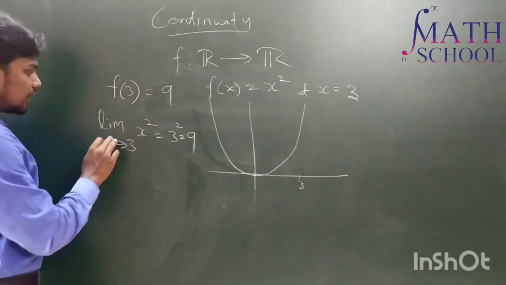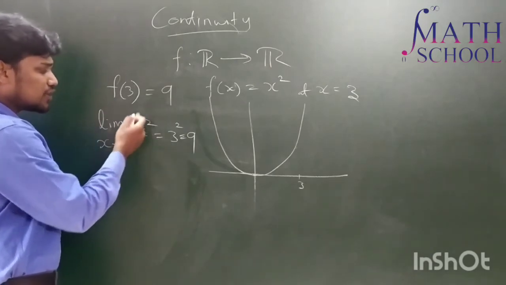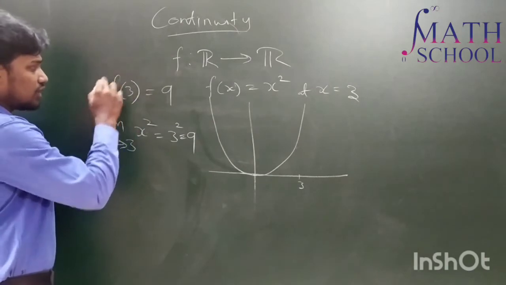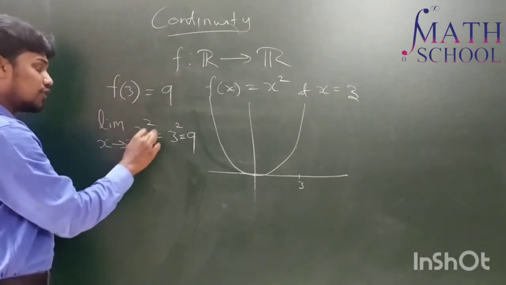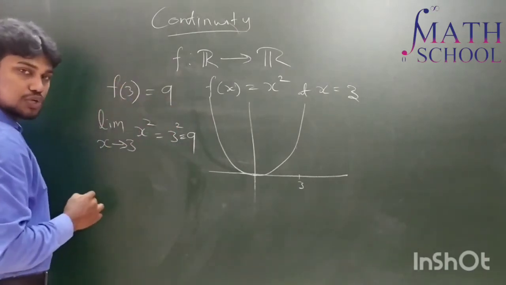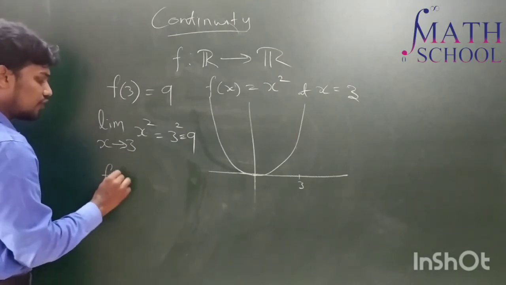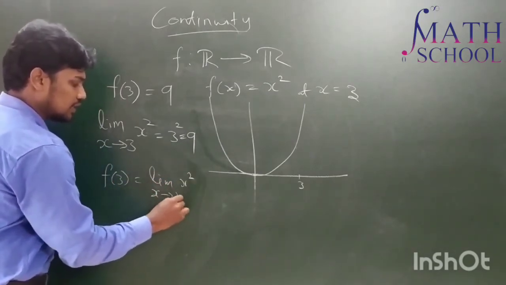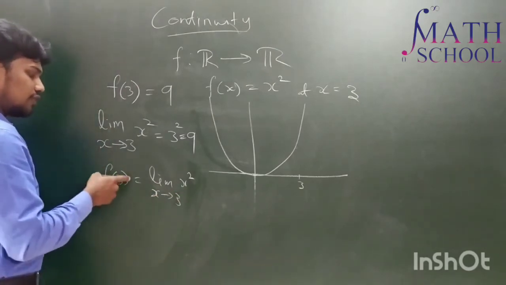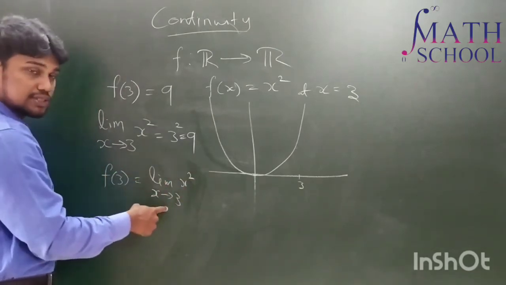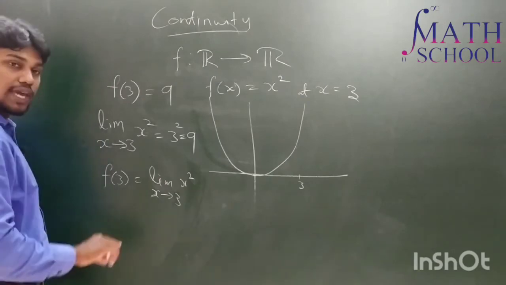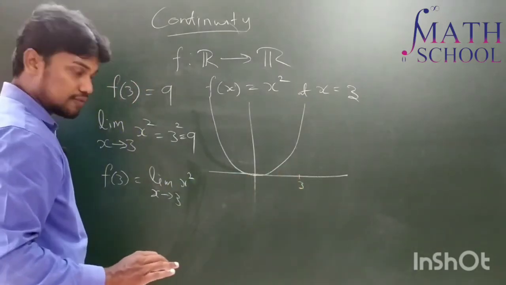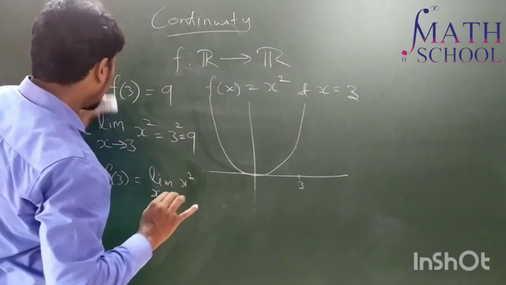Now look here. In this case, it is a polynomial, right? So you can simply do it. Your functional value at 3 is 9 and the limit of this function at 3 is also 9. So here f of 3 is equal to the limit of x squared at 3. Since the functional value exists, the limit value exists and is finite, and they are equal, I can say the function is continuous at 3. Is that fine?